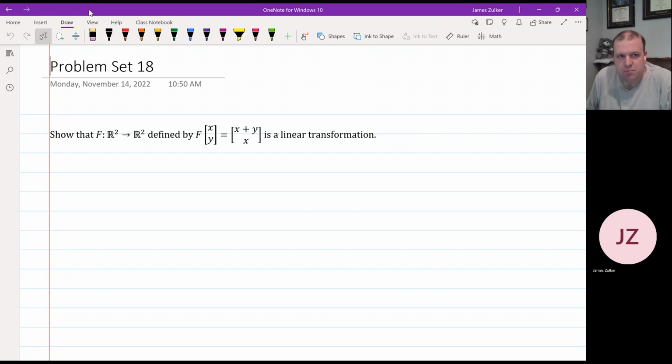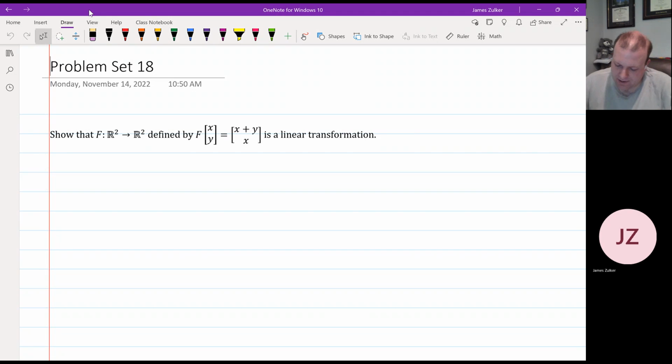Today's clinic is going to focus on problems about linear transformations, specifically the definition of a linear transformation. So what we'll be doing mostly is just showing that some given mappings are linear transformations. Okay, and I think we do look at a property. So let's get started.